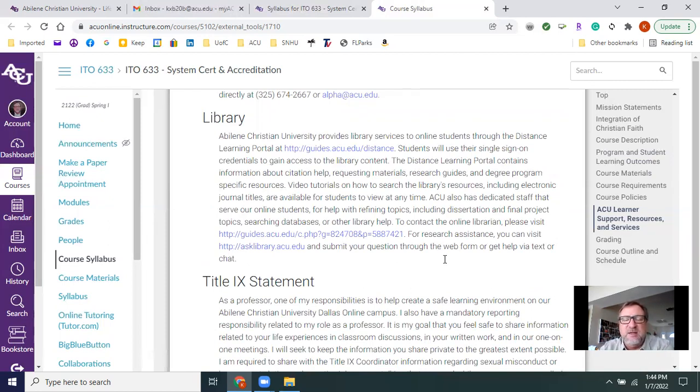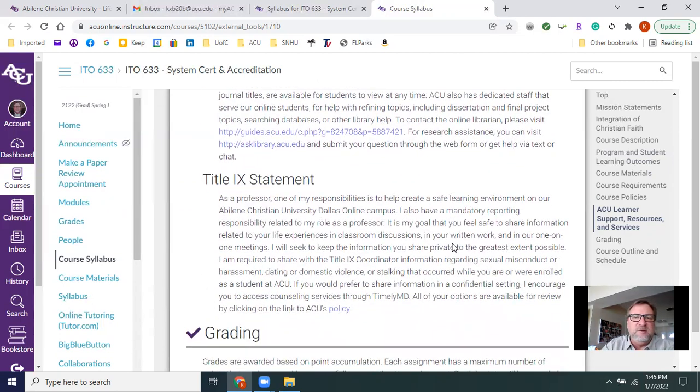Like I said, the ACU library is a fantastic resource. You'll be using your distance learning portal to gain access to it, but don't be afraid to email the librarians or contact an online librarian and ask for any assistance. They will help you with research. It's just a great resource. It goes way beyond what research is available with Google or another search engine. So make sure you're using the library.